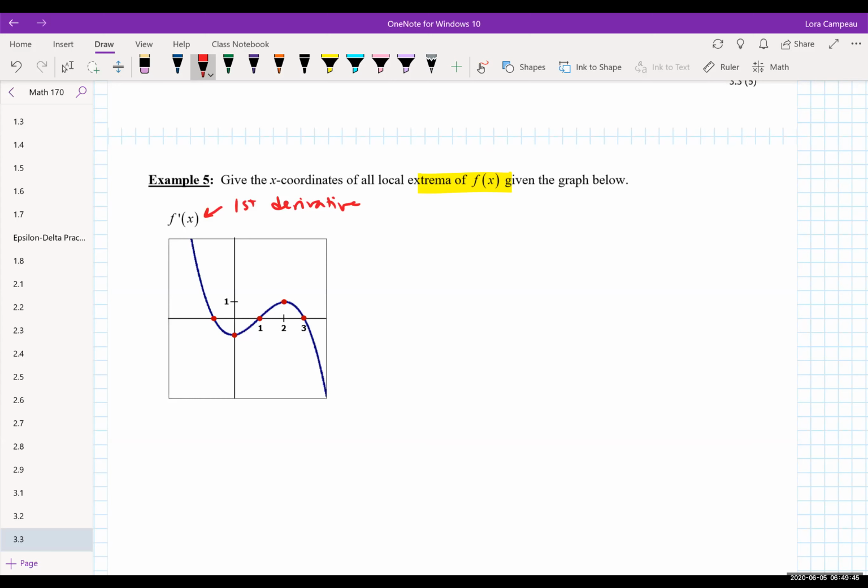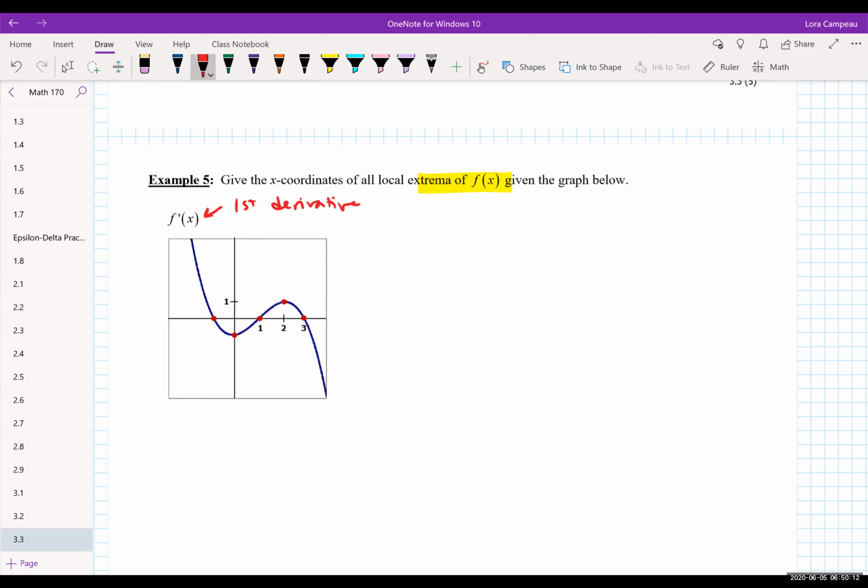So a lot of things you can do for yourself. If you're given the first derivative, you can go back and say, well, what do I know? What does the first derivative tell me in the first place? It's supposed to tell me about increasing and decreasing, and it's supposed to tell me about local mins and local maxes. So that's good because at least they're asking about the coordinates of the local extrema.